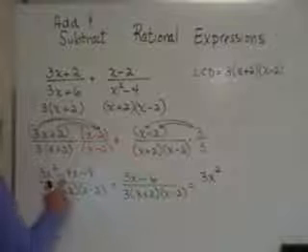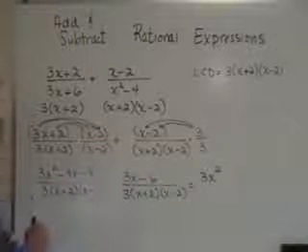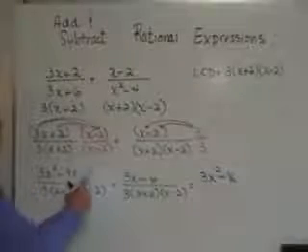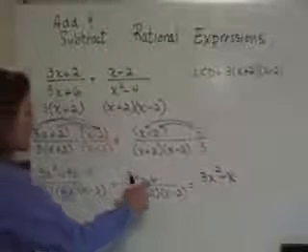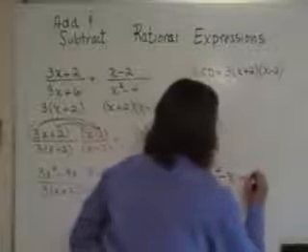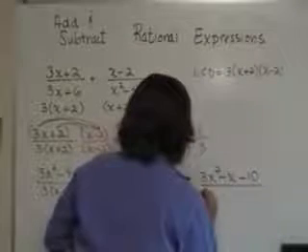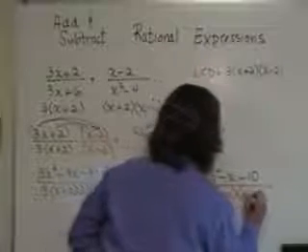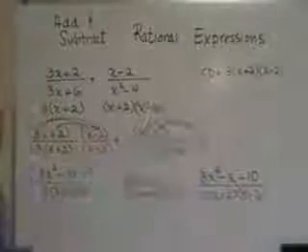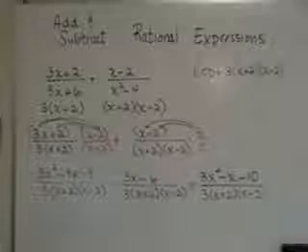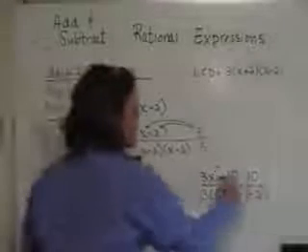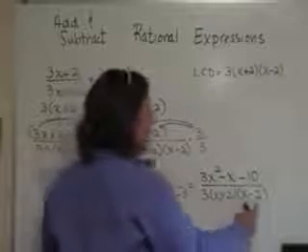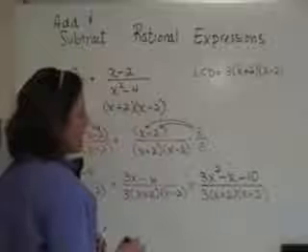This minus 4x and this plus 3x combined to be a minus 1x. And finally, a minus 4 and a minus 6 combined to be a minus 10 over 3 times x plus 2 times x minus 2. Now I could stop here, but I have a feeling that I shouldn't. I have a feeling that this numerator right here could be factored into the product of two binomials. And I'll bet one of them is going to be x plus 2 or x minus 2.